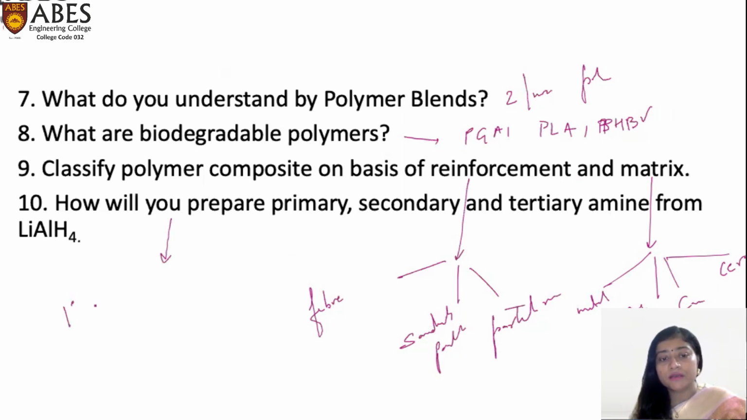We use primary amide, secondary amide, and tertiary amide to form primary, secondary, and tertiary amine with LiAlH4. These are the major questions that are being asked.